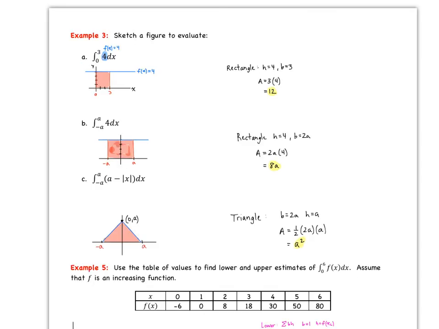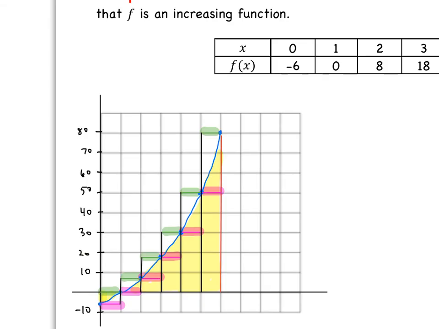We're finally on to the last example. We're going to use the table of values to find lower and upper estimates of this integral from 0 to 6 of f of x. Assume that f is an increasing function. So the first thing I want you to do is plot those points on the graph that's provided. Go ahead and do that, and then we'll talk about the lower and upper estimates.